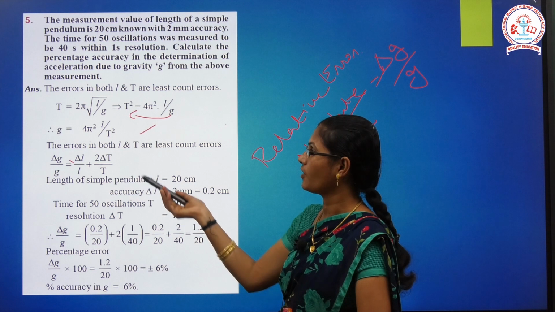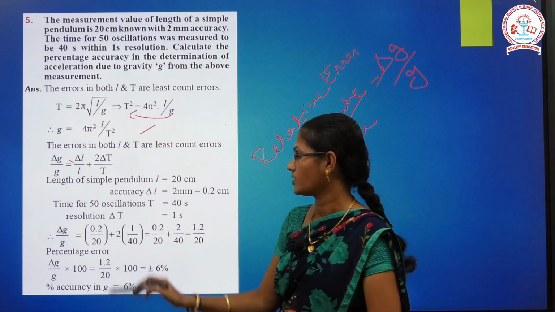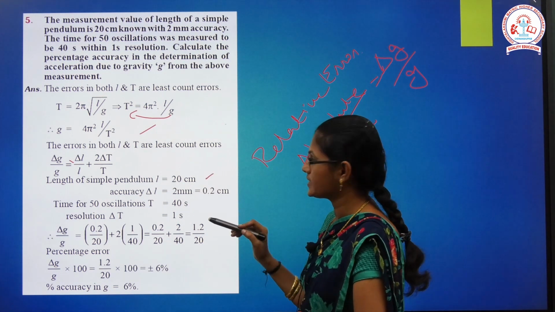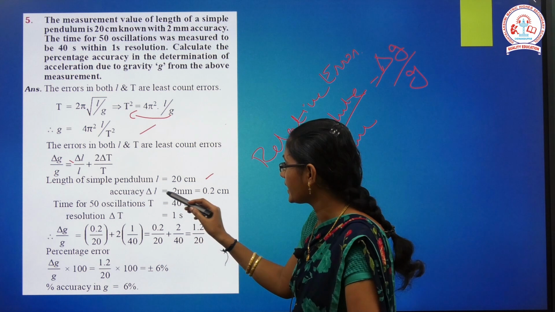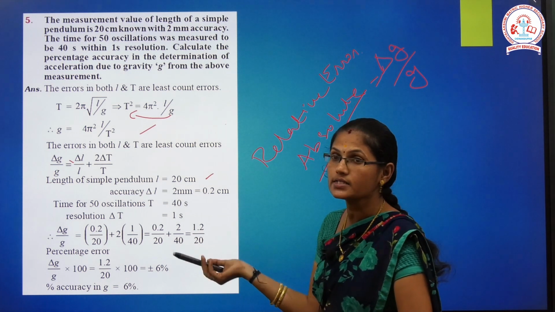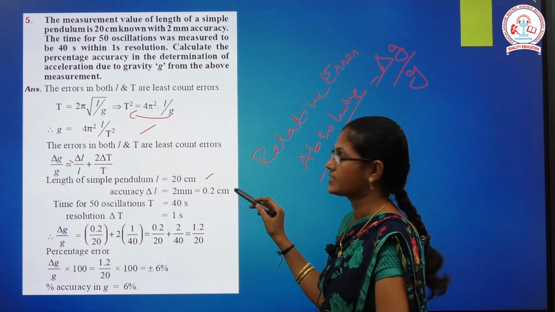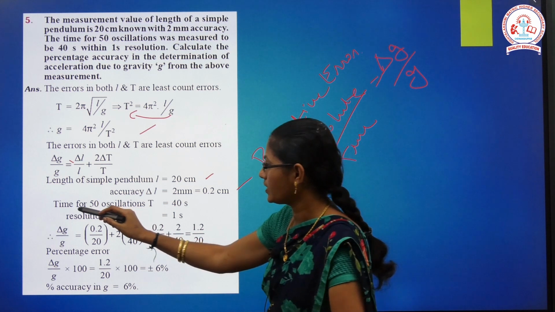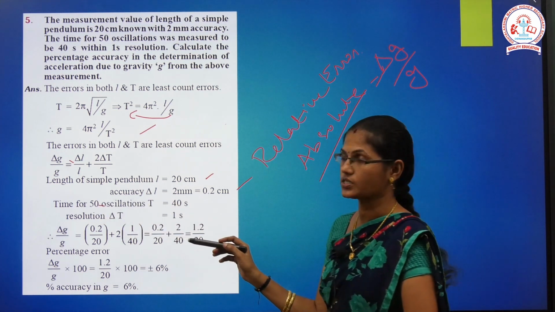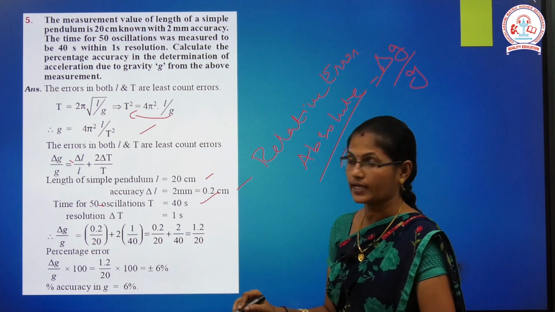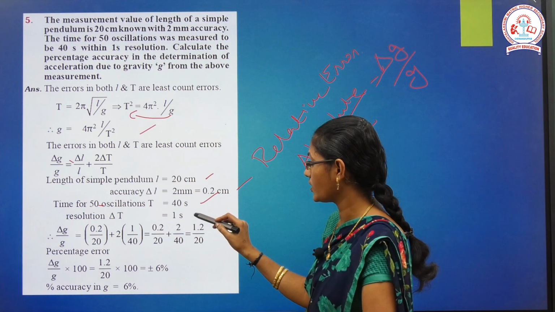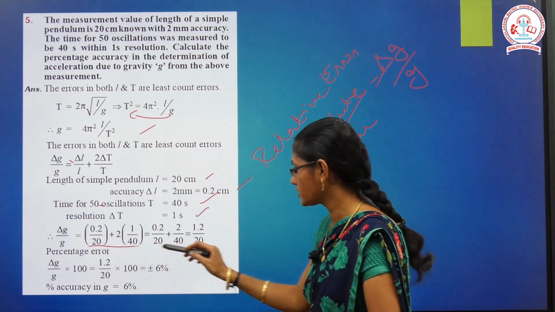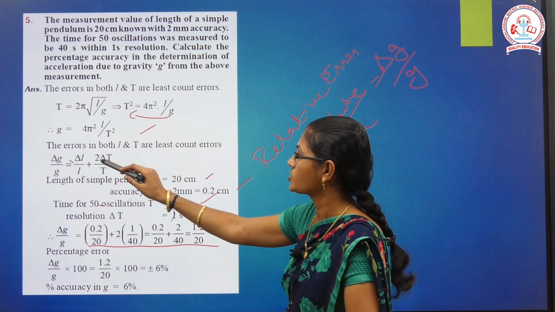And next step, directly we substitute the values and we get the answer. The length of the simple pendulum, L, is 20 centimeter, and the accuracy, delta L, is 2 millimeter, which converted to centimeter is 0.2 centimeter. One more given value is the time for 50 oscillations, T is equal to 40 seconds, and the resolution, delta T, is equal to 1 second. So the 4 values are given and directly you substitute in the formula, delta L by L plus 2 into delta T by T.